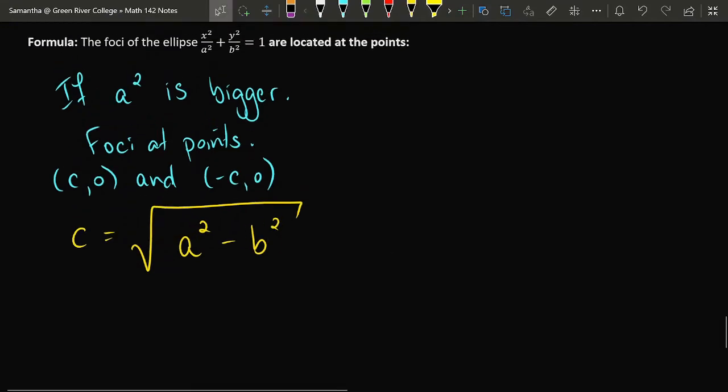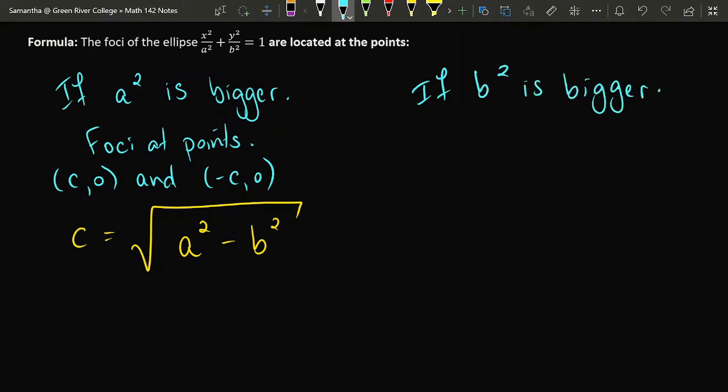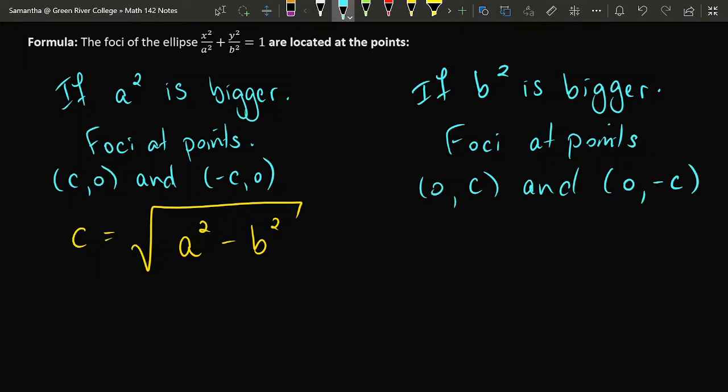Now, if b squared is the bigger number, and your ellipse is stretched in the vertical direction, in this case, the foci are located vertically along the y-axis. 0, c and 0, negative c, where the value of c is equal to the square root of the number where b squared, the larger quantity, is in front, and we're going to take away a squared.